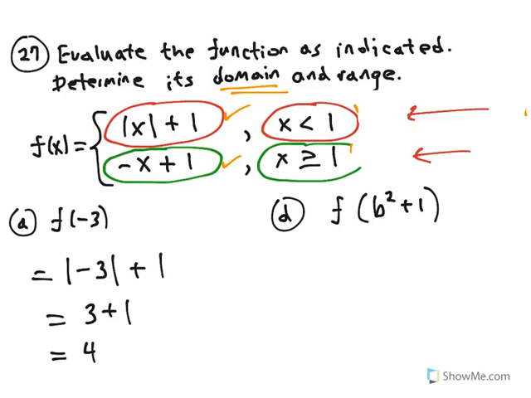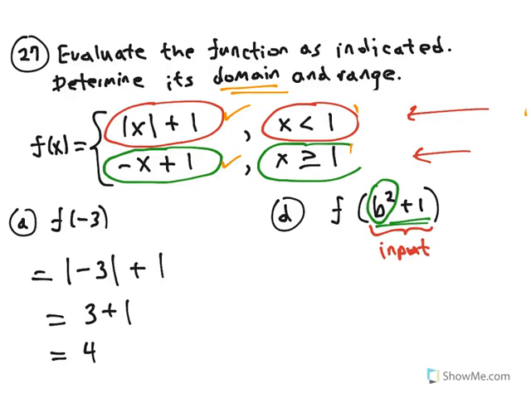How do you do part D? What is the input? The input is b squared plus 1. We don't know what b is, but we know that whatever b is, we will square it and add 1. When you square any value, the square of any number is non-negative. The least it could be is 0. So the least b squared plus 1 can be is 0 plus 1, or 1.